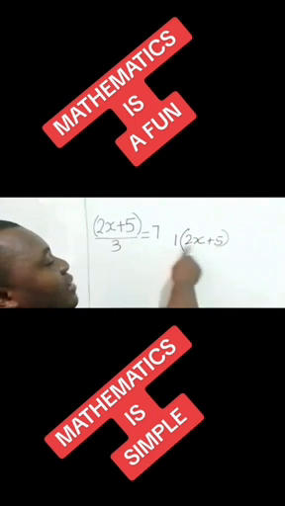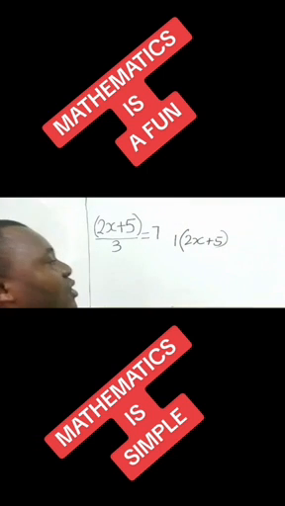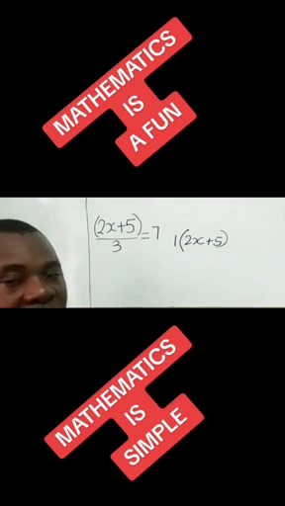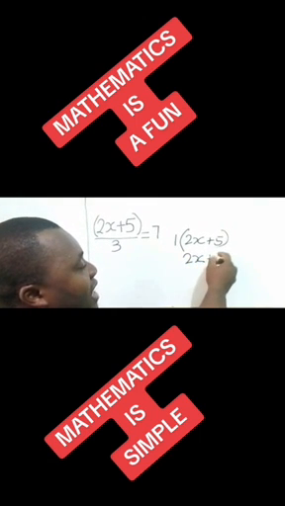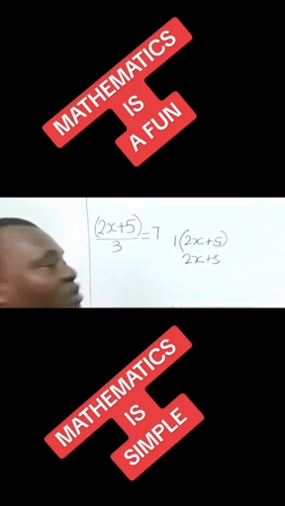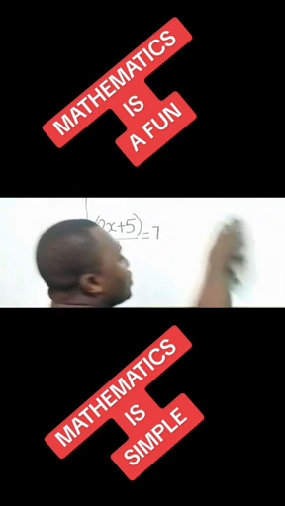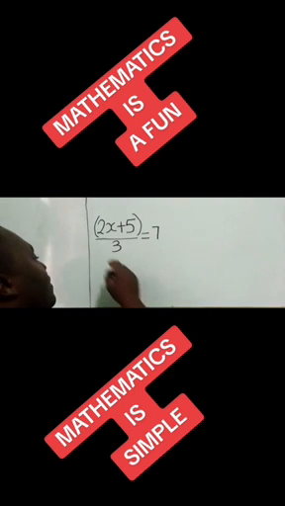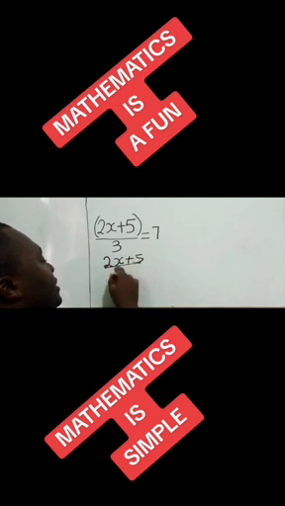So 1 multiplied by 2s is the same 2s. 1 multiplied by 5 is the same 5. So that we can get rid of what? The bracket. So we are going to have at the end 2s plus 5. When you do it this way, you will not see the bracket anymore, so it can help you to solve the whole thing easily. So what we are going to have now is 2s plus 5 over 3.